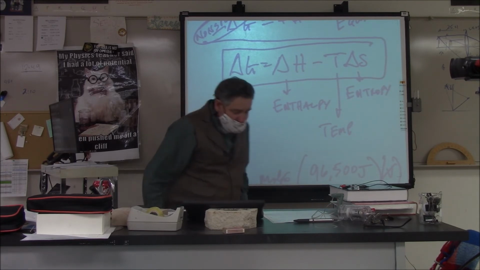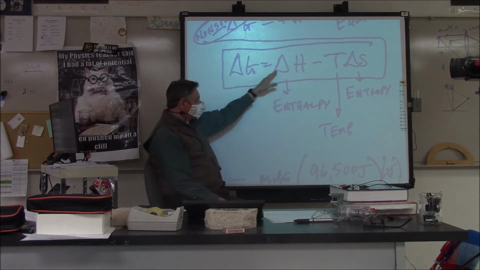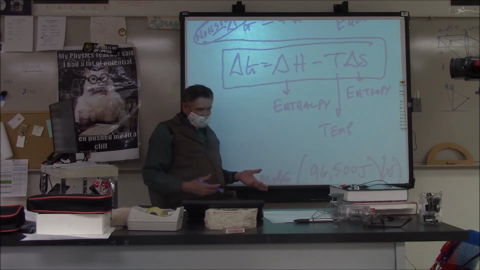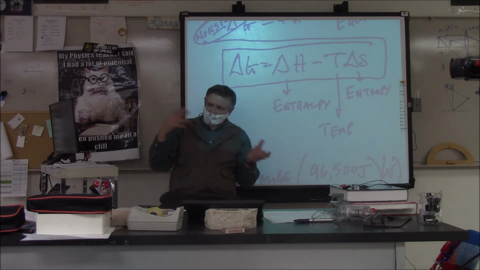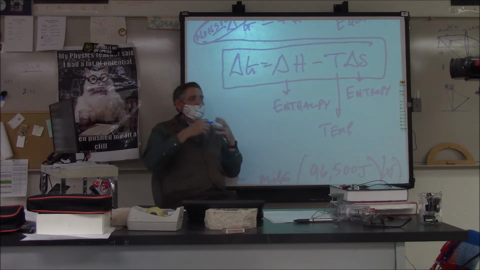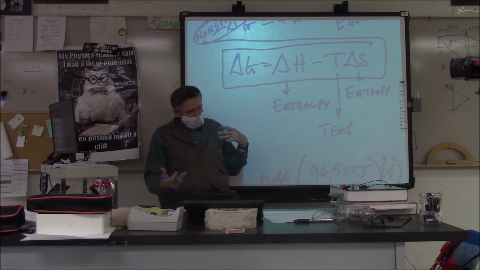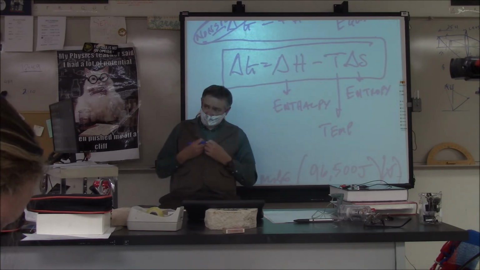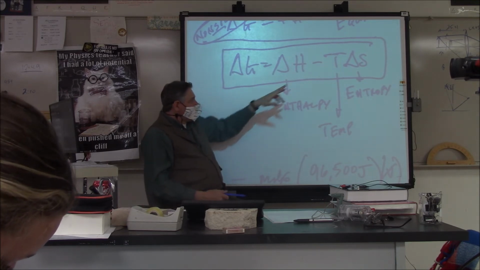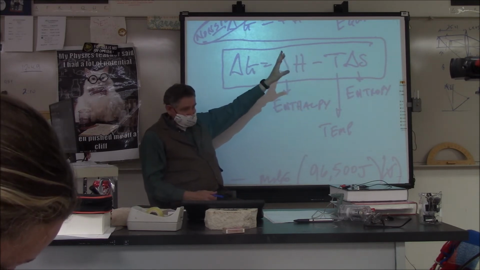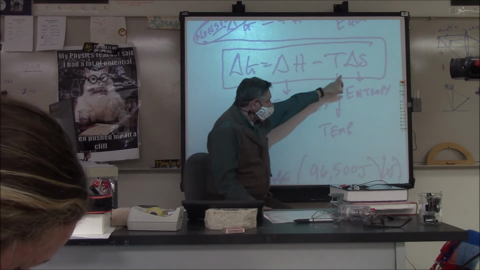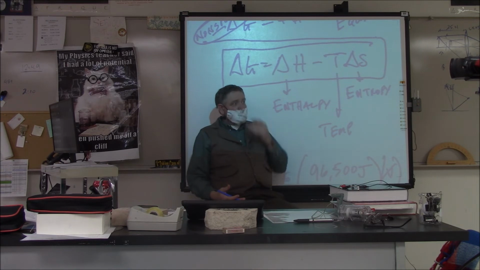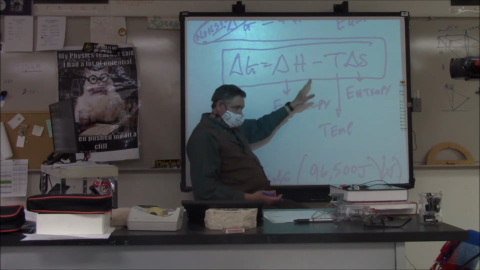It involves enthalpy and entropy. So it's delta H, which is enthalpy. Enthalpy is how much energy there is in a reaction. It indicates the direction of the energy flow. Is it exothermic, like burning gasoline, where energy is going to be given off? Or is it endothermic, where it's going to draw energy into the reaction? T is your temperature, which has to be in Kelvin. Delta S is entropy. Entropy is a measure of the disorder in the system.